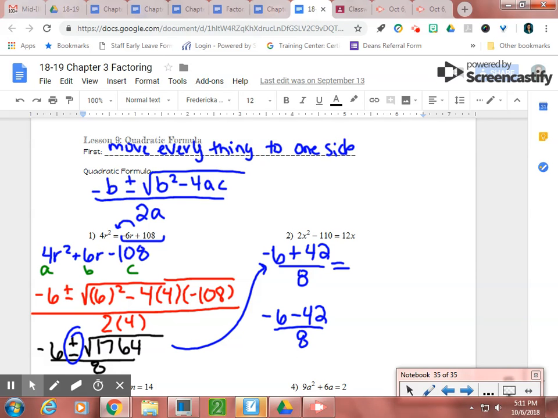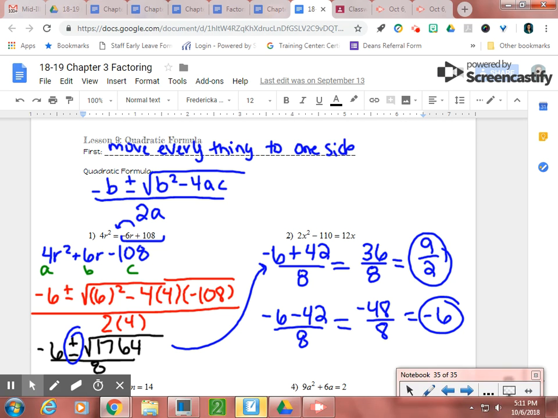When we do that, the first one is going to give us 36 over 8, which can't be divided nicely, but it can reduce. They're both divisible by 4. If you divide them by 4, you get 9 halves. So that's your first answer. And then this one is going to give you negative 48 over 8, and 48 over 8 is negative 6. So those are your two solutions to that.